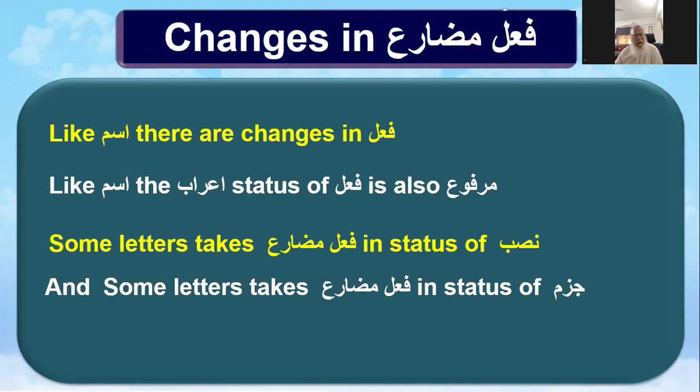The fi'l can never be majrur. If you see a kasra below a fi'l, remember, this is coming for joining to the other word. Otherwise, the fi'l will not show any kasra sign. So the i'rab of mudari or the fi'l are marfu, mansub, majzum. Yes, the ism has three i'rab: marfu, mansub, majrur. So this is the difference between the ism and fi'l. Ism has the jar, and fi'l has a sukun, jazm, so it's majzum.